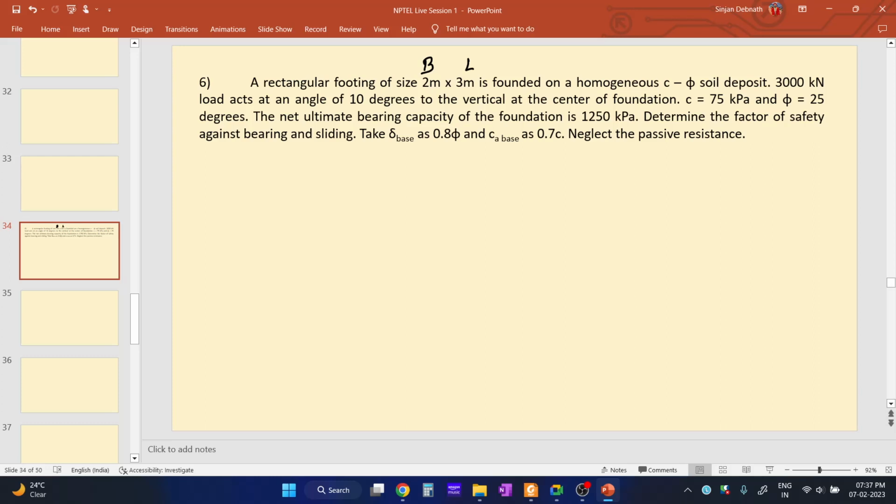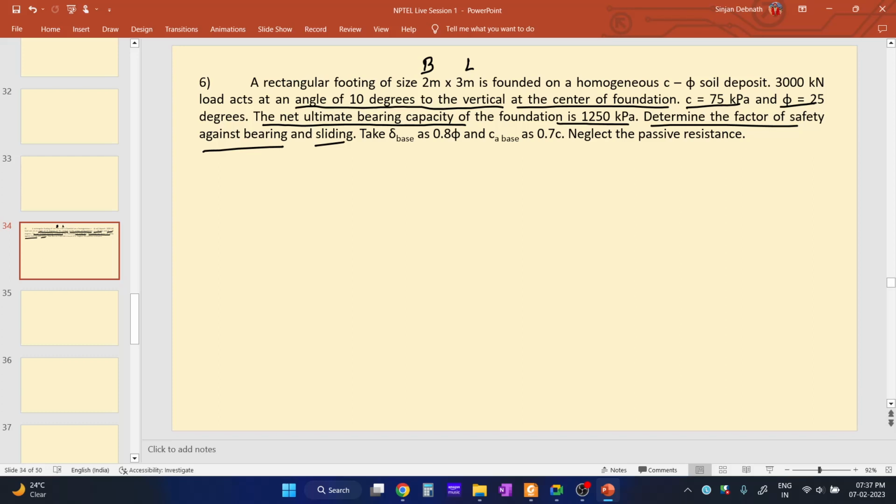3000 kilonewton load acts at an angle of 10 degrees to the vertical, at the center of foundation. C is equal to 75 kPa, phi is equal to 25 degrees. The net ultimate bearing capacity of the foundation is 1250 kPa. Determine the factor of safety against bearing and sliding.